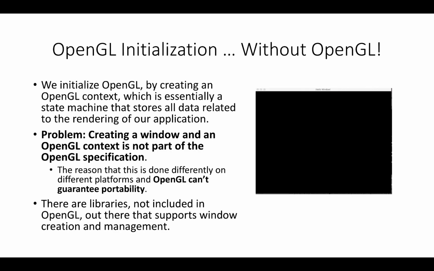Before we can start drawing things, we need to initialize OpenGL. This is done by creating an OpenGL context, which is essentially a state machine that stores all the data related to the rendering of our application. When our application closes, the OpenGL context is destroyed and everything is cleaned up.